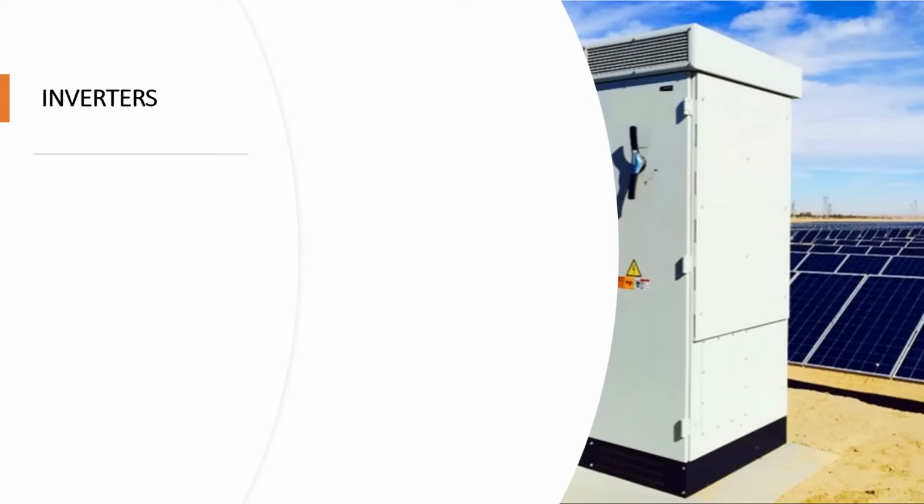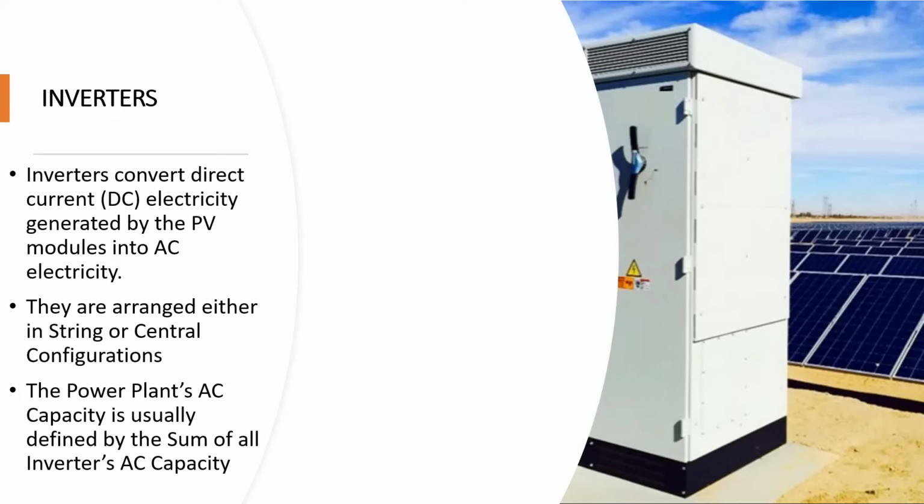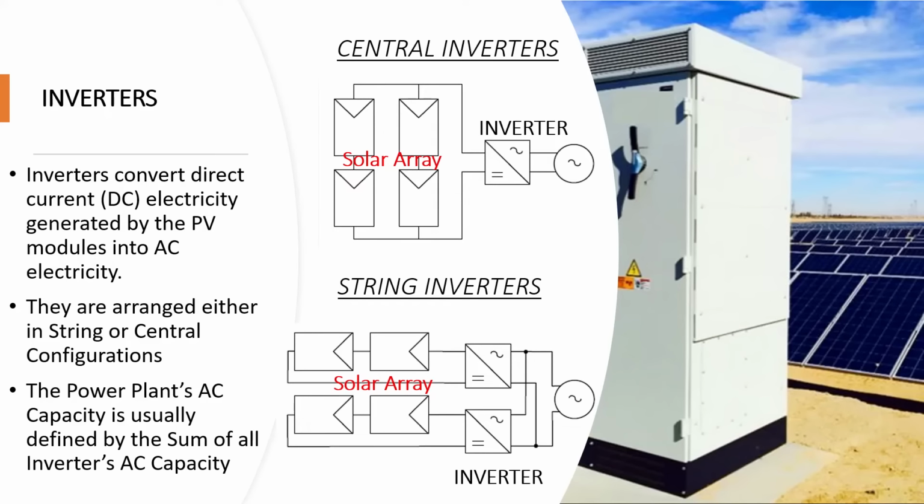When we talk about inverters, inverters convert direct current or DC electricity generated by the PV modules into AC electricity. They are arranged either in string or central configurations. Central configuration inverters are considered to be more suitable for multi-megawatt plants as they offer high reliability, simplicity, and ease of installation.